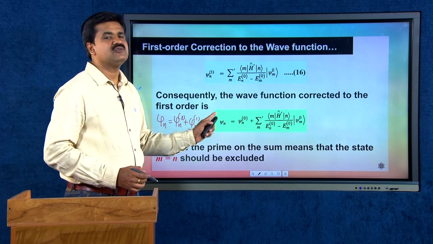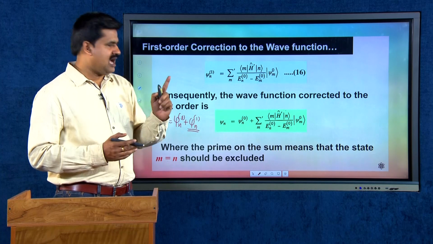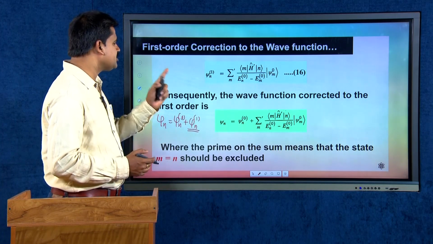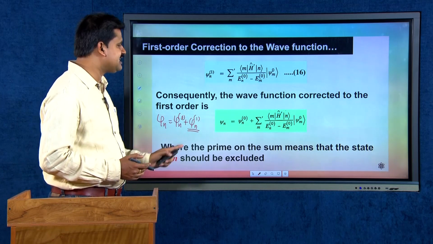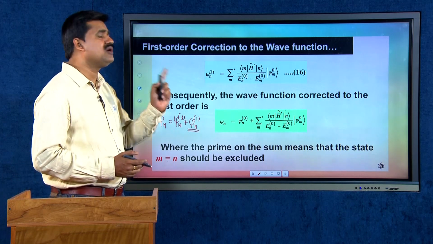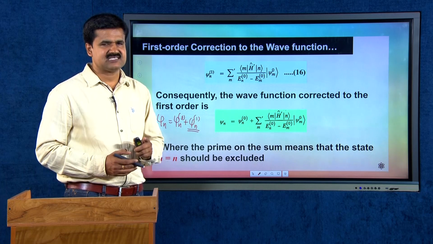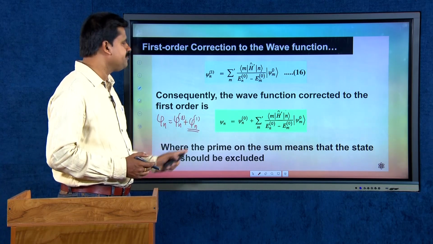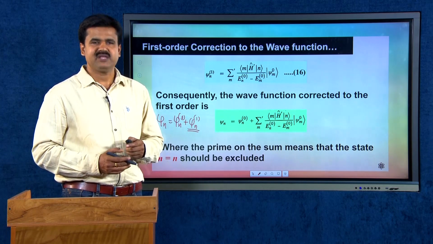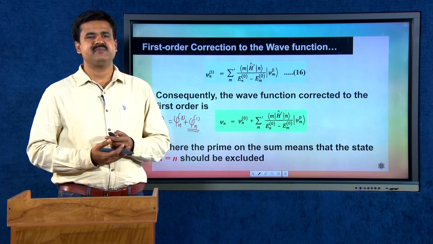This is the wave function of the system after first order correction to the wave function, and here there is a prime in the summation, and the necessity of that prime is indicating that in the summation, we have to avoid one term. That means m is equal to n should be excluded. We have to exclude the summation term when m appears to be equal to n. Thus, we have discussed the first order perturbation theory.